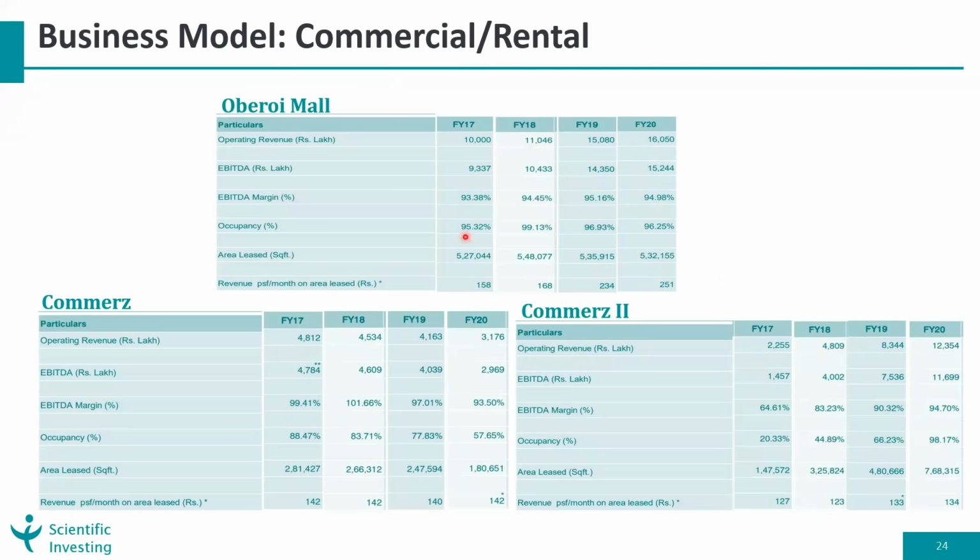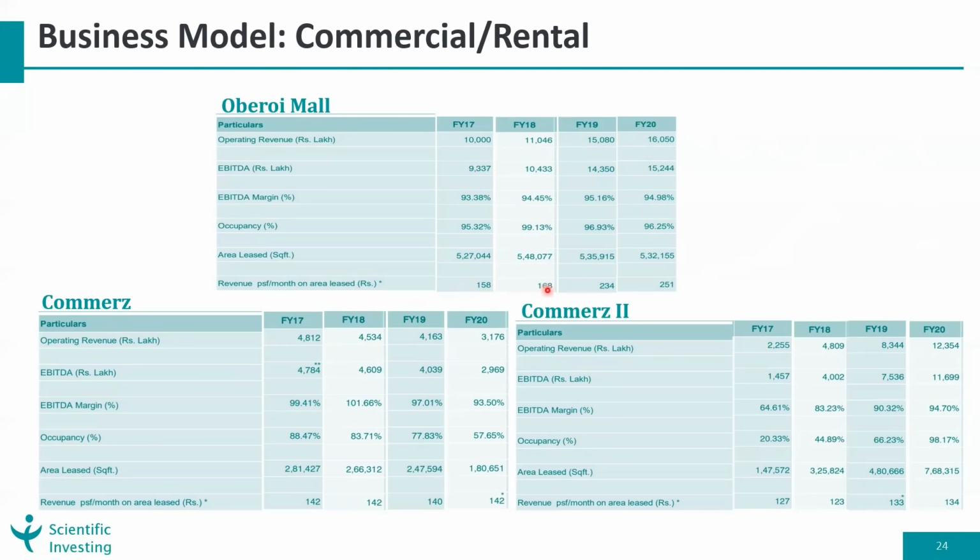And if I show you all the numbers, like for the mall, for the first business center, second business center, what you can see is this is a very high EBITDA margin business, almost 93 to 97% EBITDA margin. And they have been able to deploy their assets with 95%, 96%, in fact, 99% occupancies. And also in some of the businesses, they have been able to get more bang for the buck.